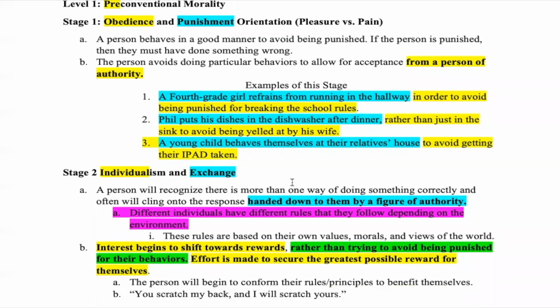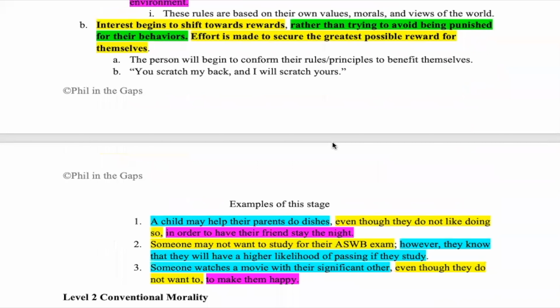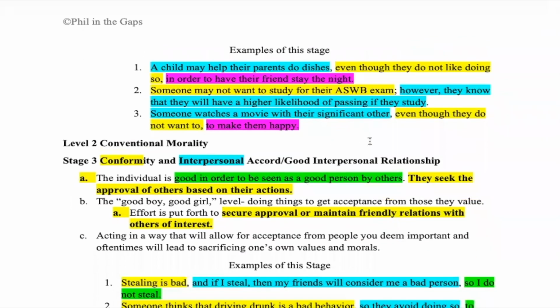Stage 2 is individualism and exchange. This is where somebody is going to sacrifice a part of their individuality in exchange for a greater amount of reward, or the greatest amount of reward possible for themselves. So they have that you scratch my back, I'll scratch your back mentality, or tit for tat: if you do something for me, I owe you a favor, but if I do something for you, you owe me a favor as well. Then we level up and go to level 2, conventional morality.